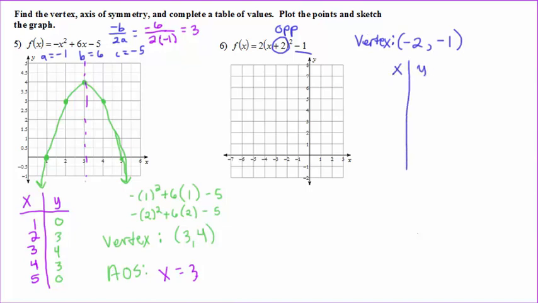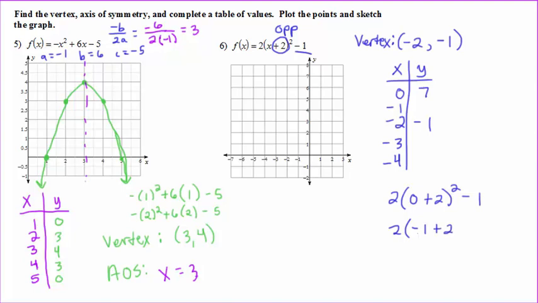So we're ready for our table of values, and that goes in the middle. We pick numbers close to negative 2, and we plug them into our formula up here. So you would do 2 times 0 plus 2 squared minus 1, and you would work that out and get 7. Then you'd go back in and plug in negative 1, and you'd get 1, and then you should get 1 and 7 again. So then plot these points.